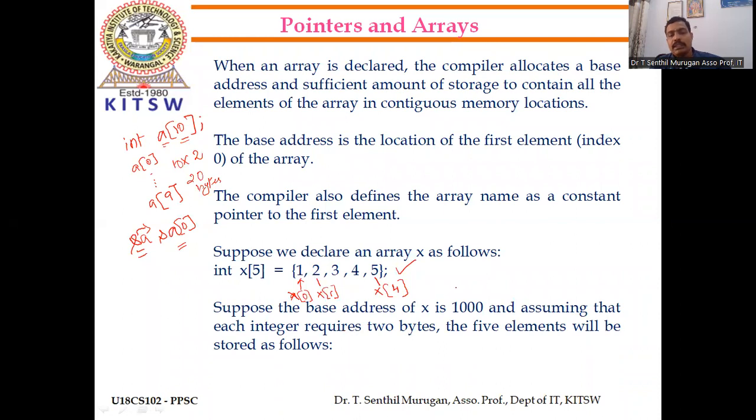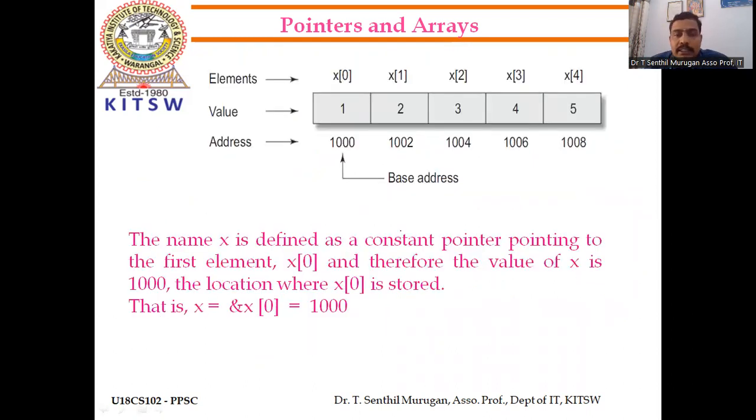Suppose we consider the base address as 1000. If we mention x, the address is 1000, meaning the first variable is stored at 1000, the second variable at 1002, the third variable at 1004, and like that we can calculate where the values are stored, if an integer takes 2 bytes. See this diagram.